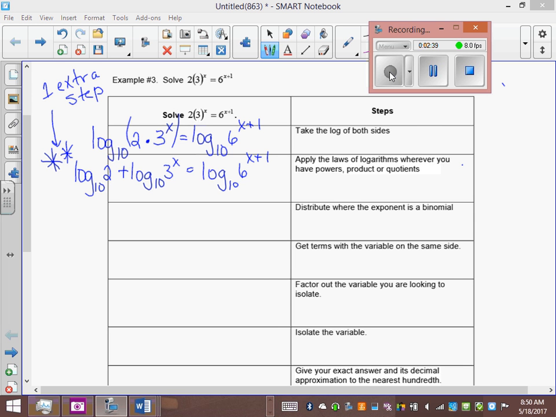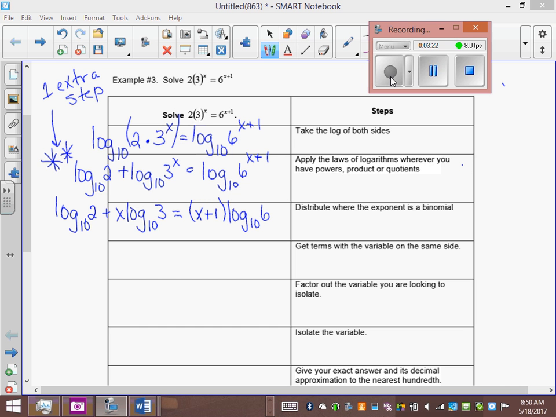What did we do before? Take the exponents and do what with them? Put them in front. What do you have to remember if the exponent is a binomial or a trinomial? You have to remember to distribute it. So we're going to get log base 10 of 2 plus x log base 10 of 3 equals x plus 1. Whenever my exponent is a binomial or more, so not a monomial, I put it in brackets, in hopes that it reminds me I need to distribute it. Log base 10 of 6.